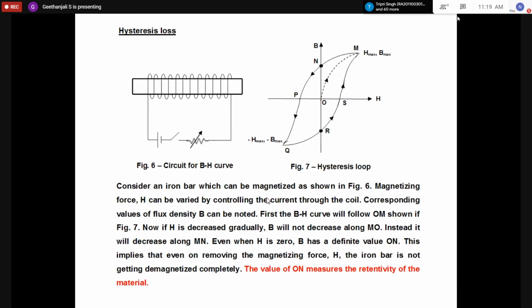So why is it following the MN path? It possesses some magnetic properties because of the supply which is given to the coil. So this electromagnet possesses some magnetic property. That is the reason it does not follow the MO path. It is following the path of MN.